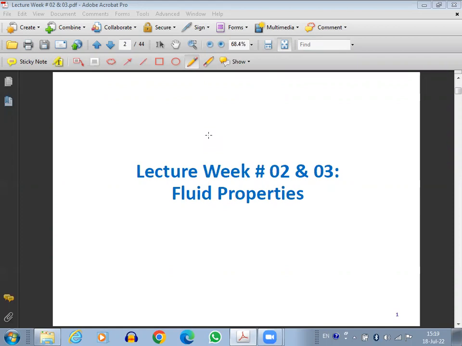Today we are going to start with our next lecture, which is about the topic of fluid properties. For the next 2 weeks, this week and the next week, we will continue with the topic of fluid properties. Since we are studying fluid mechanics, it's important to understand fluid properties first and then move towards the regular study of fluid statics.